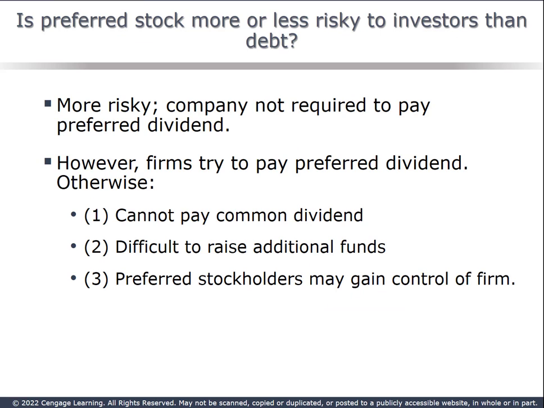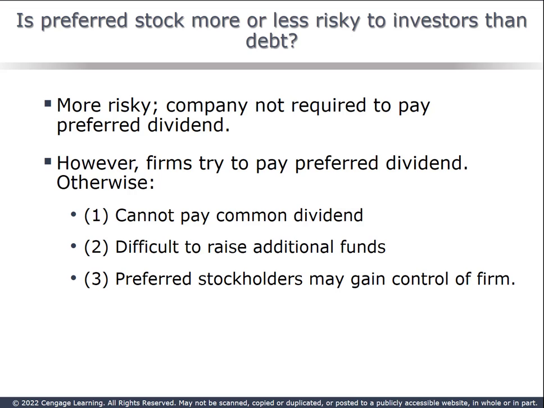Preferred stock is riskier than debt. Remember the bankruptcy priority list. The order is debt, preferred, and at the bottom, common stock. So preferred is riskier than debt, but less risky than common stock. A firm can skip a preferred dividend, but they try not to.